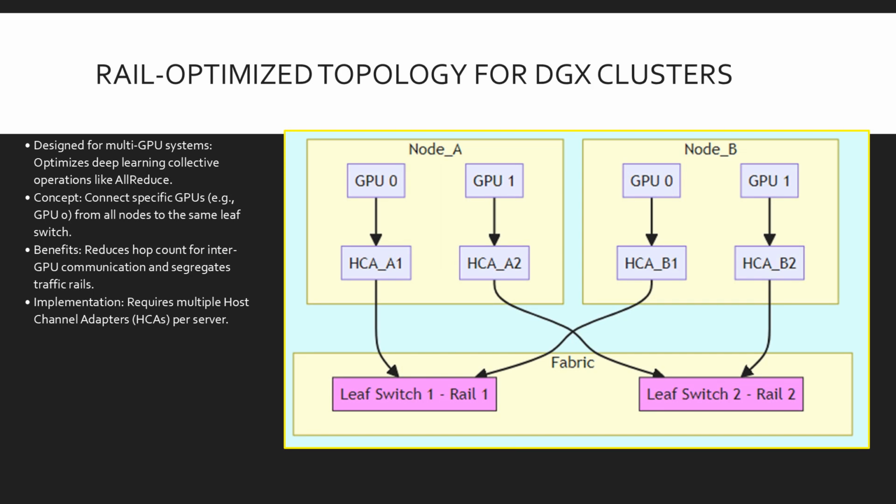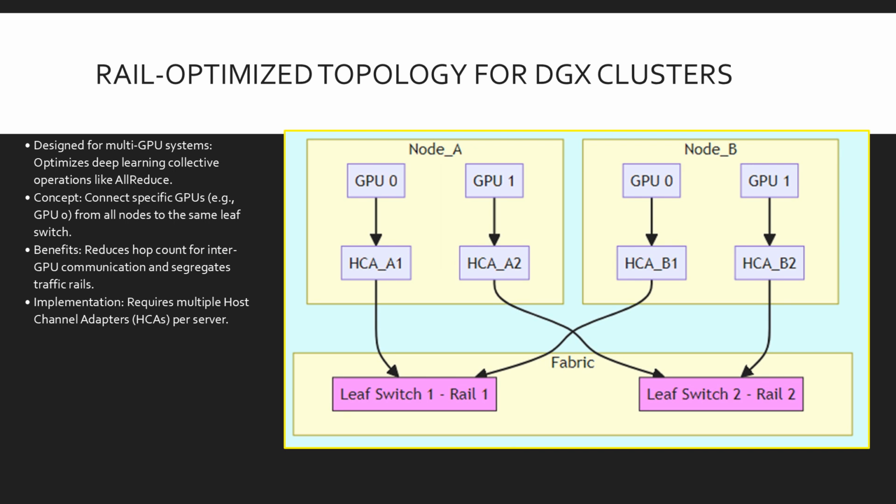Now, let's specialize. For NVIDIA DGX clusters, we use a rail-optimized topology. Deep learning jobs often use an operation called all-reduce, where GPUs need to exchange data with their peers on other nodes. In a rail-optimized design, we connect the first HCA of every server to the same switch, the second HCA to a second switch, and so on. This creates parallel rails of traffic. It minimizes congestion by keeping synchronization traffic on dedicated, physically isolated paths.